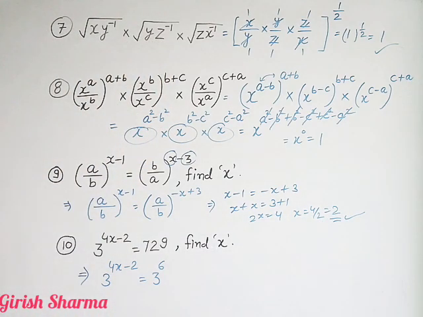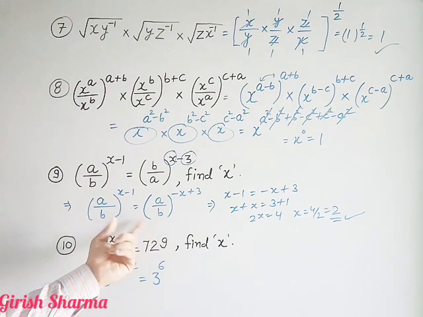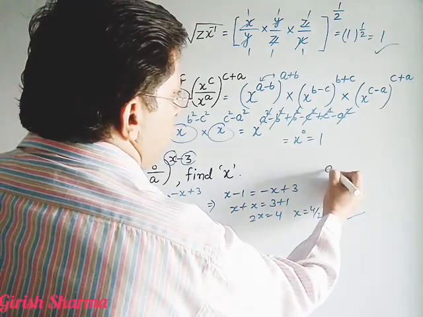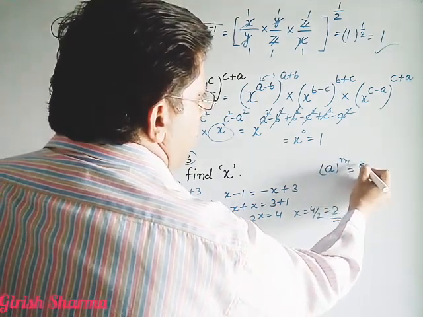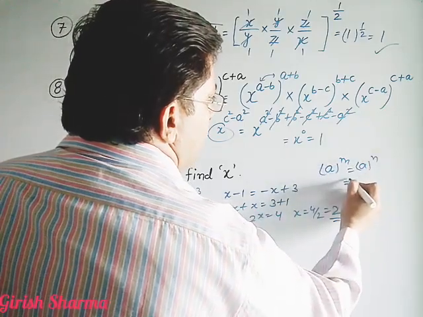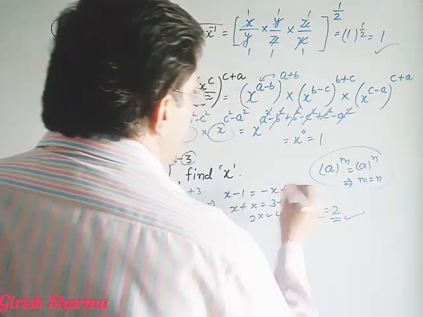Okay, keep in mind, when base is same, equal sign is given, then powers will be equal. I can explain it like this also. A power m is equal to a power n. What is the meaning? Then powers will be equal. Okay, keep in mind for this.